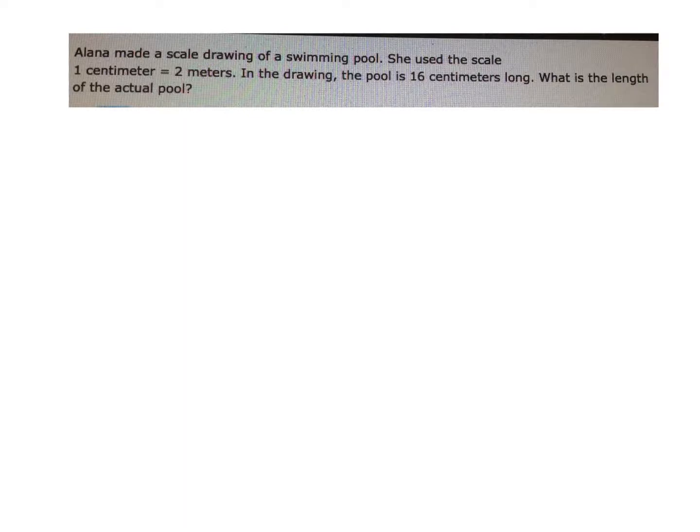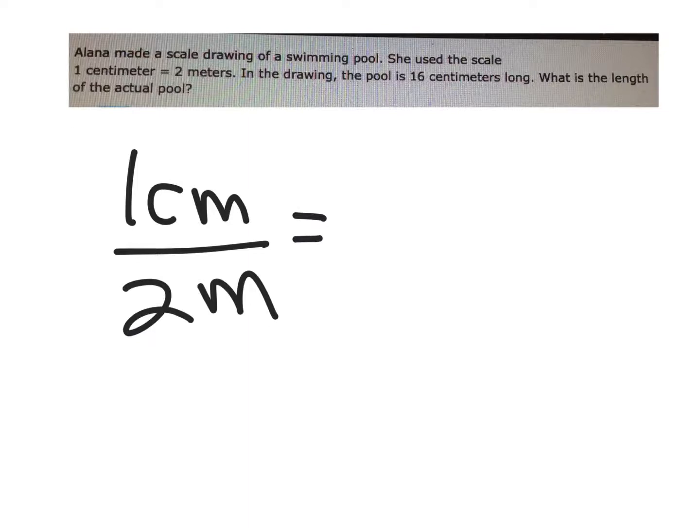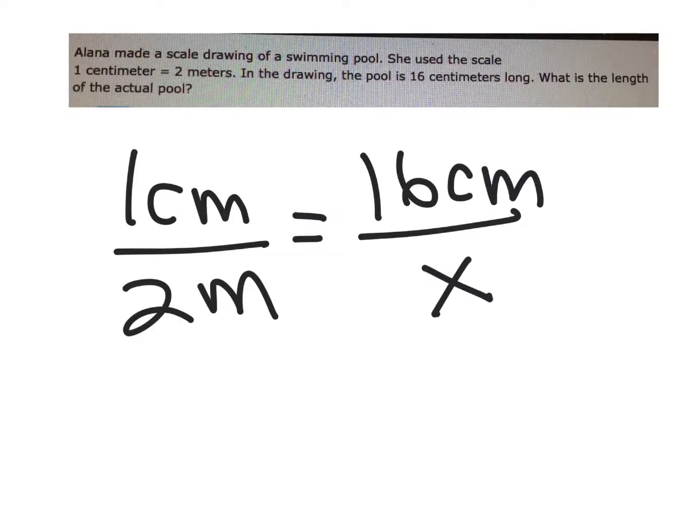Okay, so Elena made a scale drawing of a swimming pool. She used the scale 1 centimeter equals 2 meters. The pool is 16 centimeters long in the drawing. So centimeters goes on the top, and we're looking for the length of the actual pool. So this time, you're cross-multiplying 2 times 16, that gives you 32, and then 32 divided by 1 would give you 32. So in real life, the actual pool would be 32 meters long. Let's try one more.